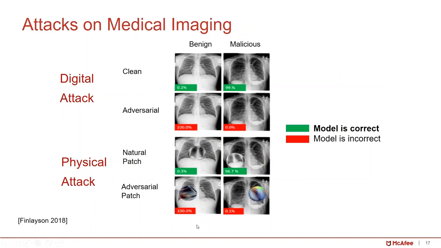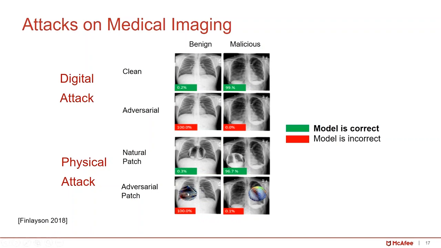Another example and use case is medical imaging. This paper from Harvard Medical School shows digital attack and physical attack on X-ray. The green tag shows the model is correct, and the red tag shows the model is incorrect. The upper row is the clean image, and the bottom row is the adversary image. For digital attack, you can see this is a malicious image, and this is benign. So it's totally opposite. And for humans, we cannot tell the difference between these two after the perturbation.